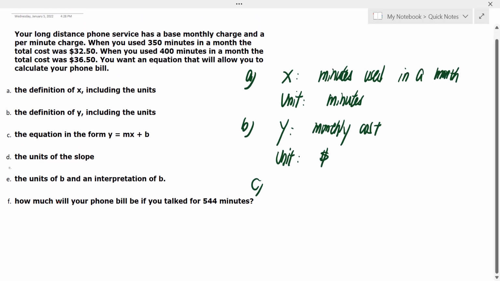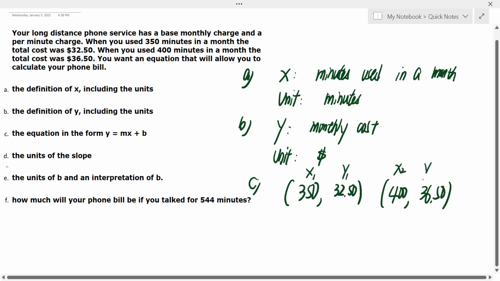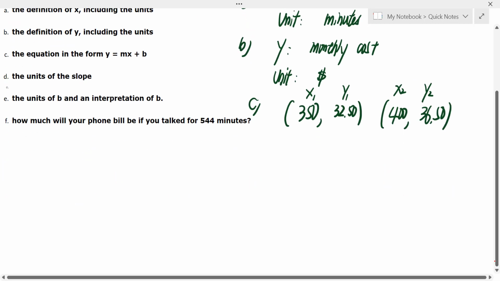And part C is finding the equation in the form y equals mx plus b. So actually we are given two ordered pairs. The first one is when you use 350 minutes, that x value, the total cost is $32.50. If you are using 400 minutes, then the total cost is $36.50. We can view this as x1, y1, x2, y2. Again, with two ordered pairs, we utilize that and find the slope first. Slope equals y2 minus y1 over x2 minus x1.